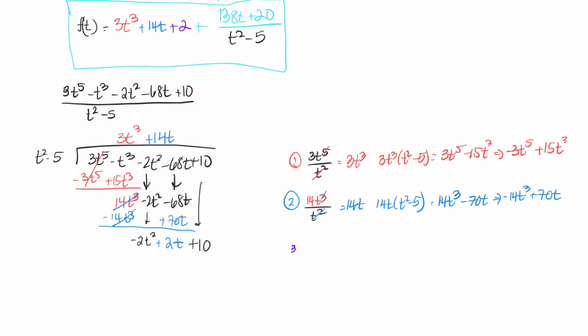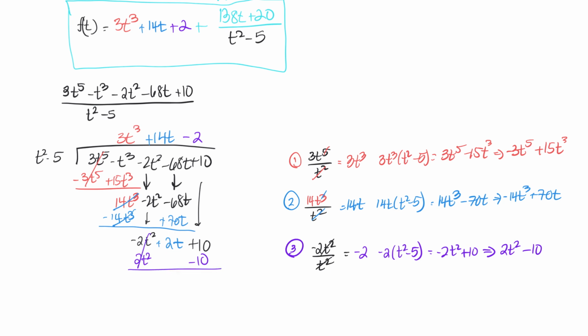And now let's see what happens when we try to finish this out. We now have negative 2t squared, and we're dividing it by t squared. So now we've got a minus 2 for our next term, which is a little different than what we had before. Negative 2 times t squared minus 5 gets us negative 2t squared plus 10. When we multiply by a negative, we get 2t squared minus 10. And now when we bring this over here and add 2t squared and minus 10, the t squareds and the 10s both cancel out, and I'm just left with 2t as my remainder.